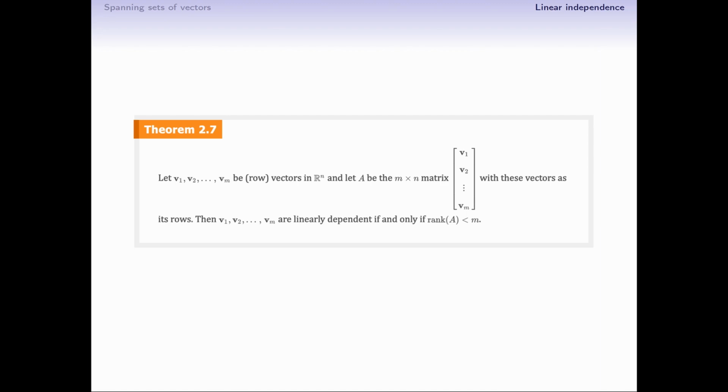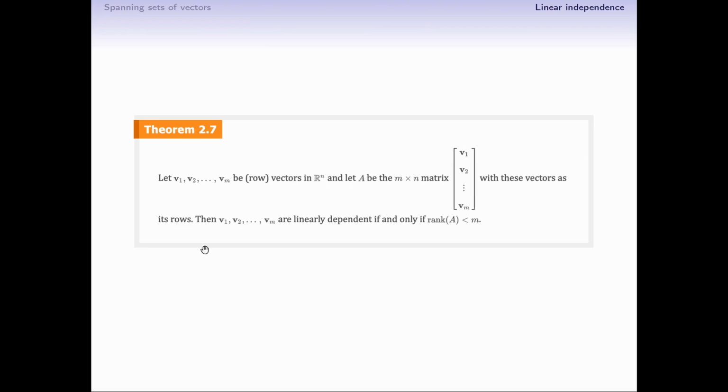So let v1 through vm be row vectors in Rn, and let A be the m by n matrix we obtain by putting the vectors v1 through vm this time as rows rather than columns. Okay, so we've got to adjust our thinking here. We're going to place the vectors v1 through vm as the rows of the matrix A rather than columns. Okay, here's the crucial bit. Then v1 through vm are linearly dependent if and only if the rank of A is strictly less than m.